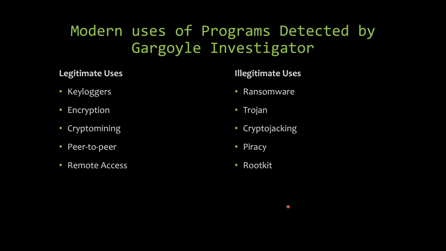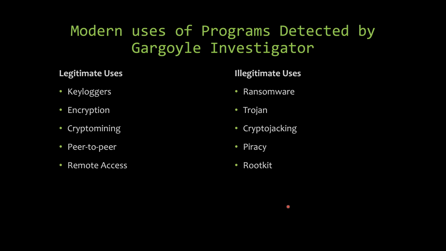So we just talked about steganography related use cases that would be detected by something like Stego Hunt MP or Stego Command by Whetstone Technologies. I did want to go through really quickly some modern uses of programs detected by Gargoyle Investigator, so you can see some of the differences in the two products and how they might fit into your workflow.